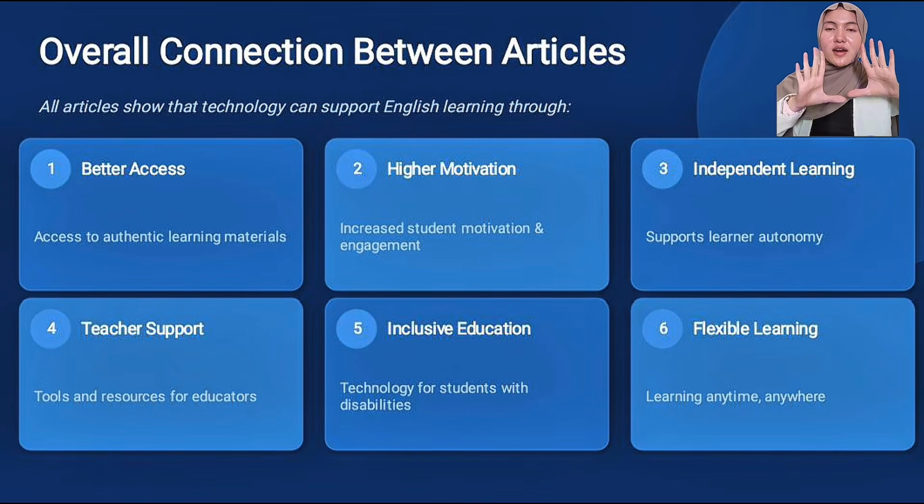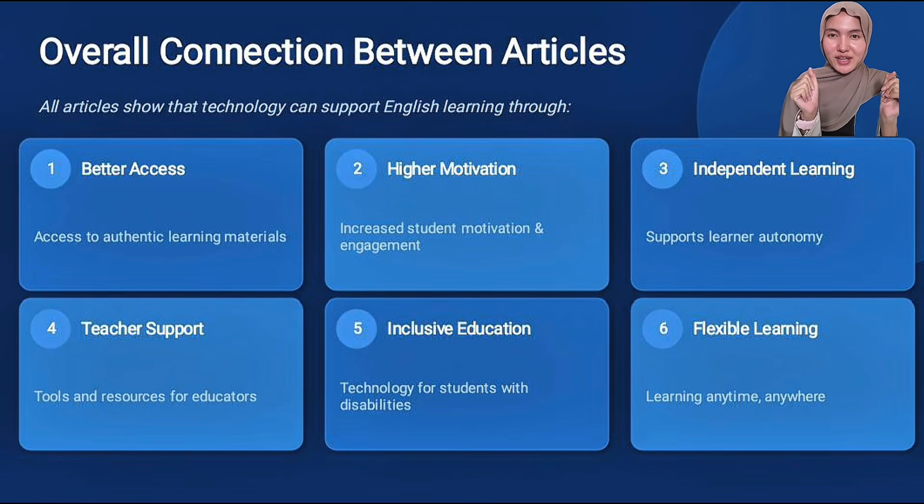Overall, the 10 articles are connected because they all show the important role of technology in English learning. Some articles discuss technology in general English learning and ESP, and some articles focus on motivation, self-efficacy, and independent learning. And others focus on teacher readiness, classroom challenges, inclusive education, and literacy. So, the 10 articles form one big idea. Technology can support English learning in many ways, but it must be used wisely and based on the learning context.